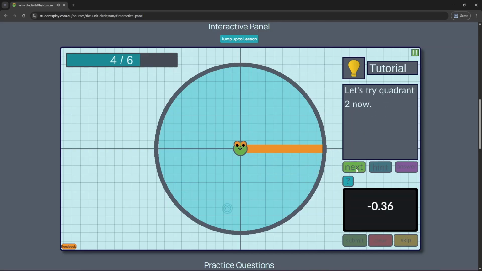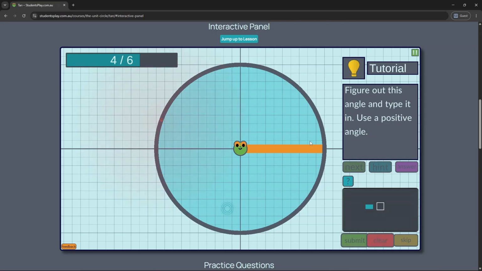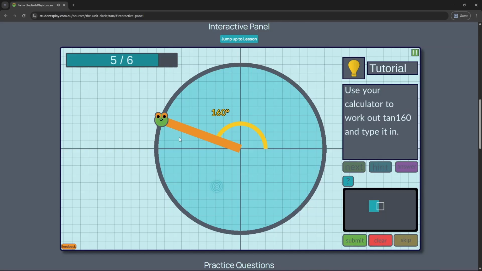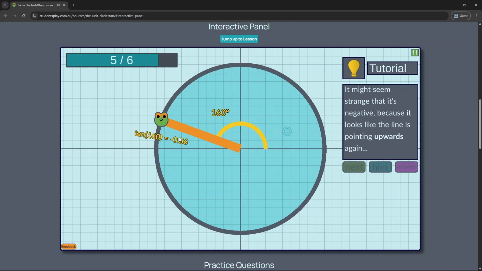Let's try quadrant 2 now. Figure out this angle and type it in. Use a positive angle. Okay, maybe like 150. Maybe 160. Nice. Use your calculator, work out tan 160 and type it in. Okay, tan 160 is negative 0.36 again. That's interesting. It might seem strange that it's negative because it looks like the line is pointing upwards again. Yeah, like we're starting here and we're pointing up like that. So why is it negative?